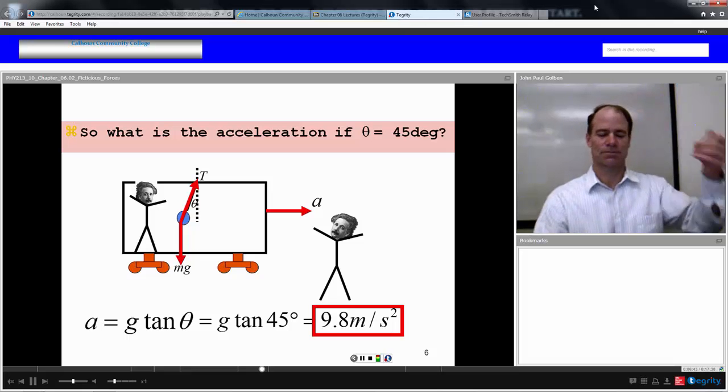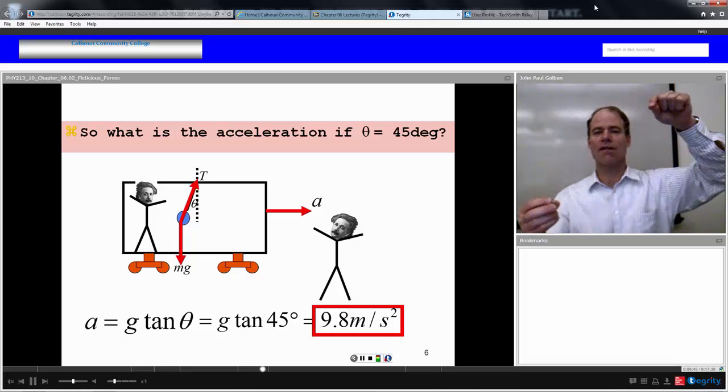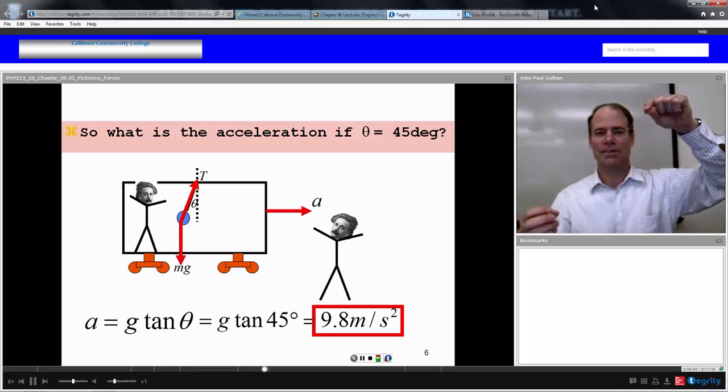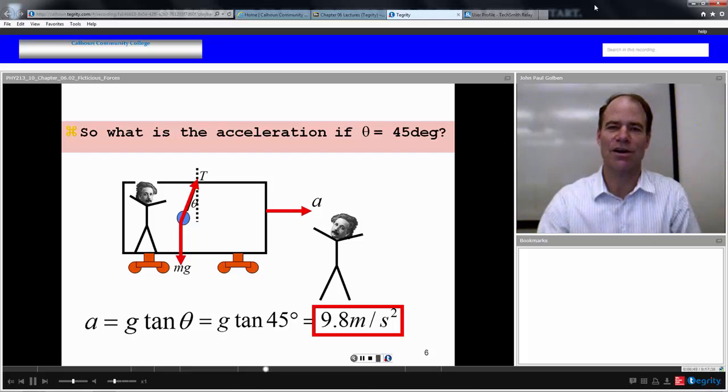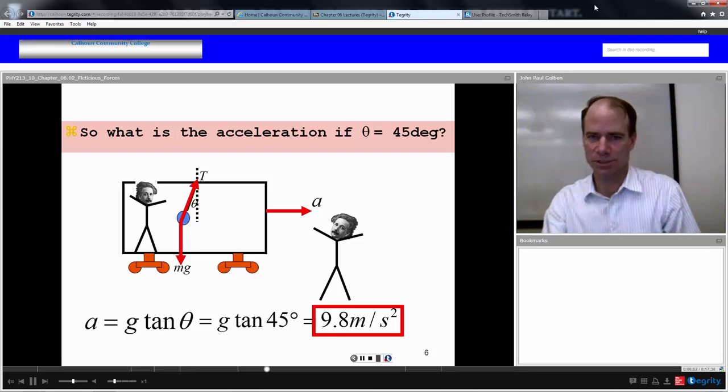So if you were driving a car and this went off at an angle of 45 degrees, then you are accelerating your car at 9.8 meters per second squared.